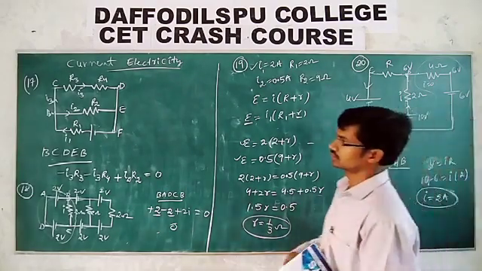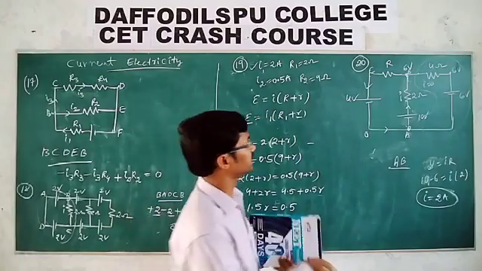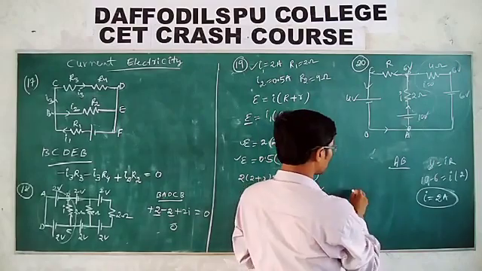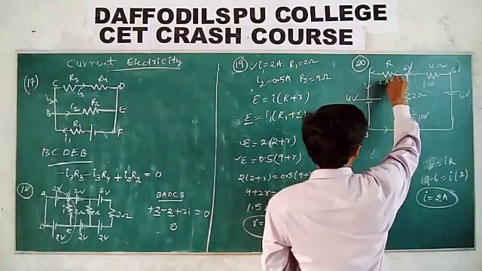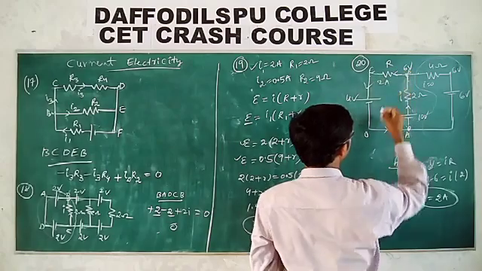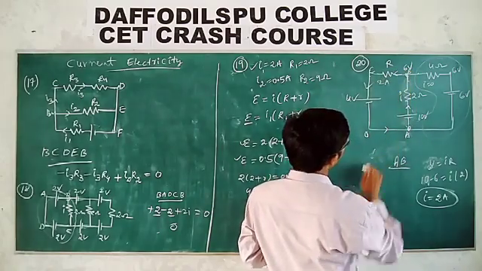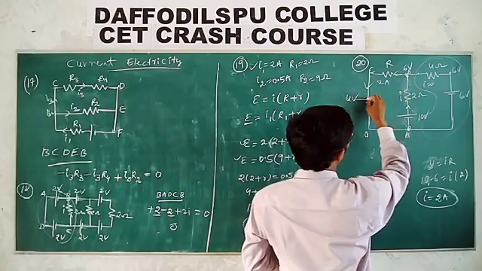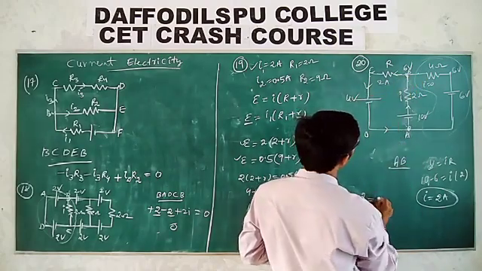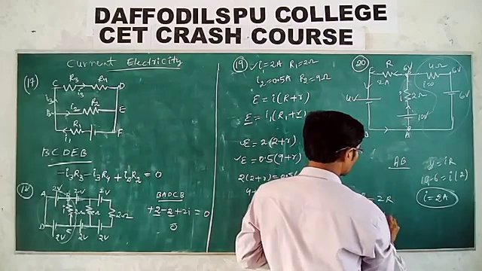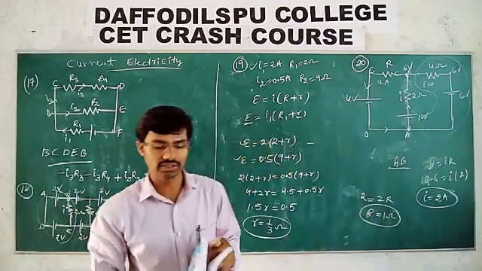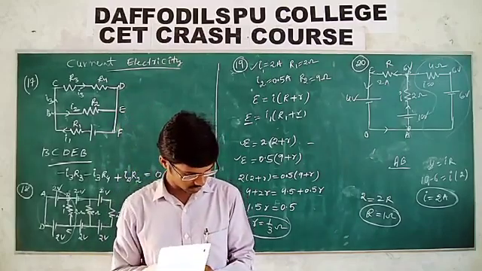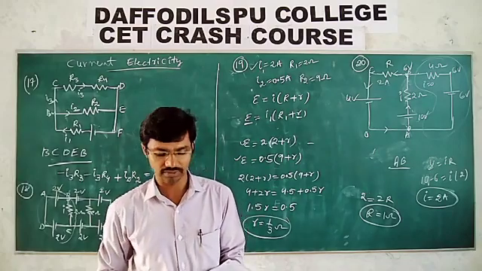Similarly, we need to find this R value. The same current is flowing here also. Remember, the current flowing is 2 ampere. And what is the potential difference here? Here 6 volt, here 4 volt. Then the potential difference is 2, so 2 is equal to 2 into R. Then R is equal to 1. We just need to see the potential difference and find R. That is the first option.